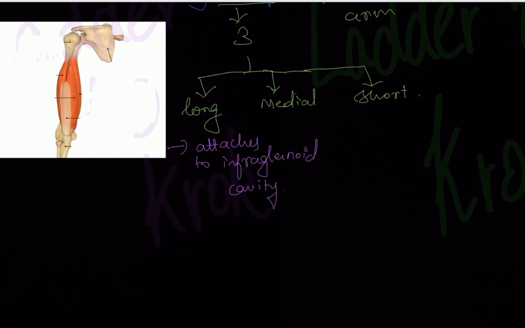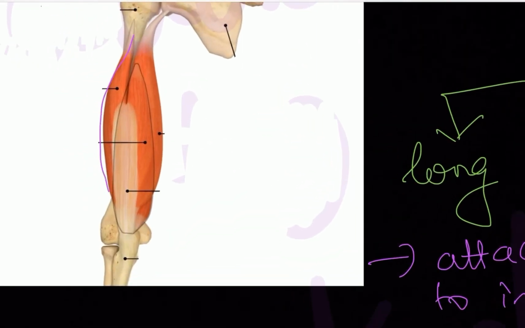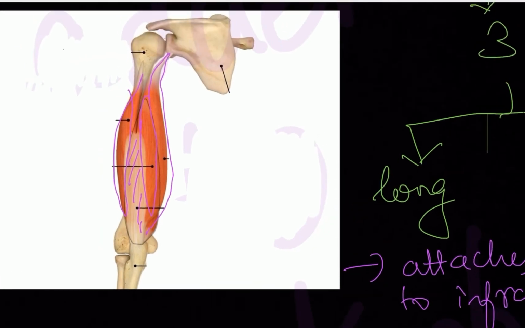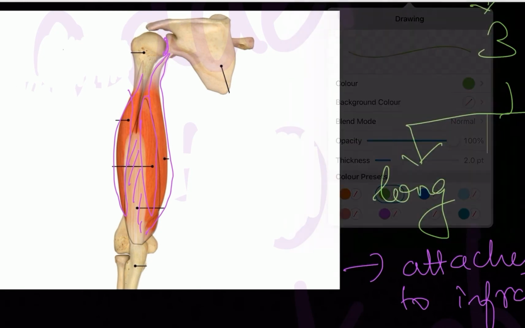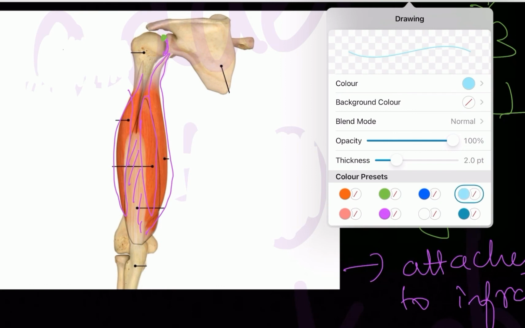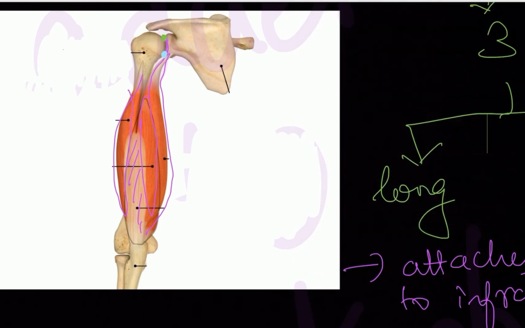Do remember this. Here you can see in this picture, this is one head, this is another head. This white part which you see is the tendon, and this is another head. Among these, this is the long head, which is attaching to the glenoid cavity. This is supraglenoid above and this is infraglenoid. So this long head is attaching to the infraglenoid cavity. It is a question, so do remember it.